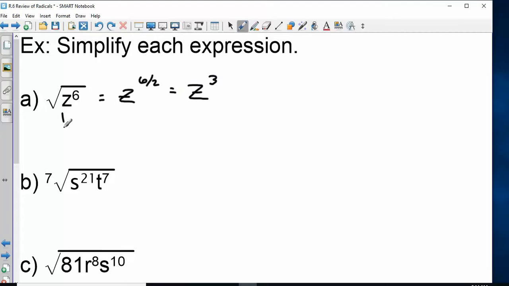Okay, you might also prefer just to think about the radical. If I have 6 z's, because it's a square root, it's asking me how many groups of 2 can you form. So if we have 6 of them, that would make 3 groups of 2. So whichever way makes the most sense to you is how you would go about simplifying that.